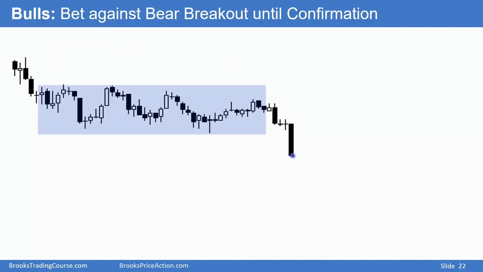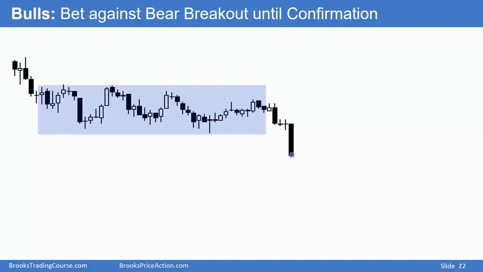This is a pretty big bear bar. You can say, well, Al, it's a big bear bar and it's 60 or 70 bars into a trend. Isn't that an exhaustion bar instead of a measuring gap? Well, it's not really in a trend. The market was sideways for 30, 40, 50 bars. So this is probably the start of a bear trend.